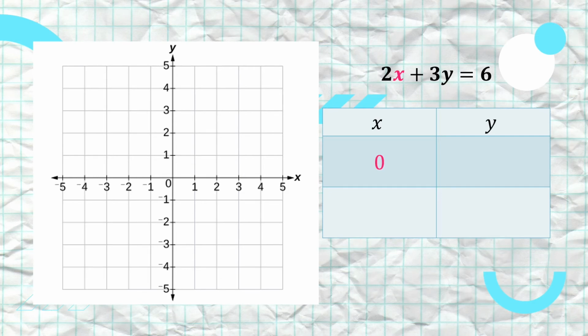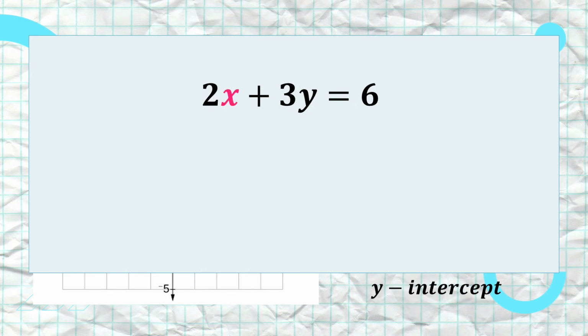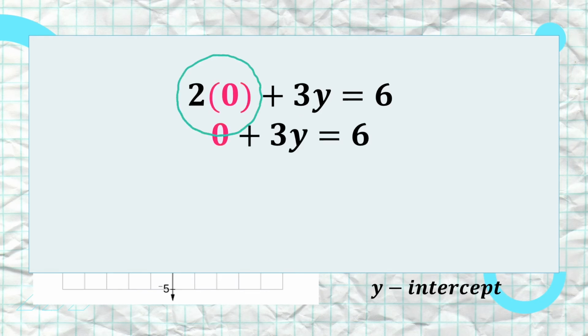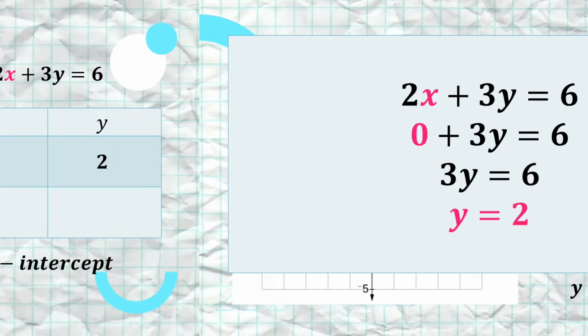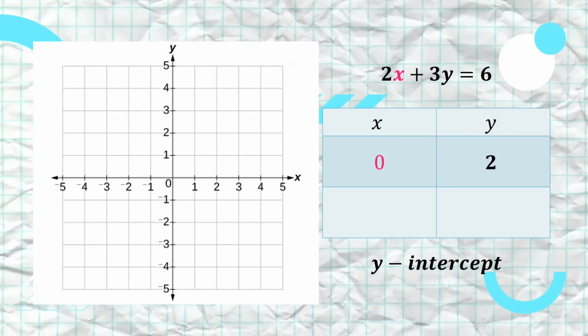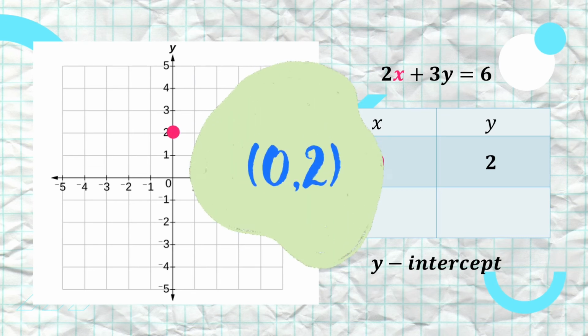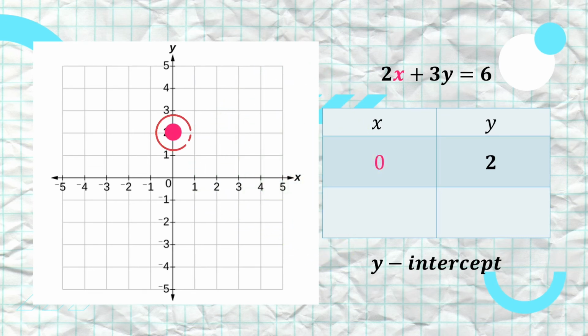Once again, we start with a table of values. We are looking at 2x plus 3y equals 6. And we are going to replace x with 0 first. If we multiply 2 with 0, it will be 0. 0 plus 3y will be 3y. So 3y is equal to 6. Divide both sides by 3 and the final answer will be 2. So the coordinates of the y-intercept will be 0, 2, located right here.